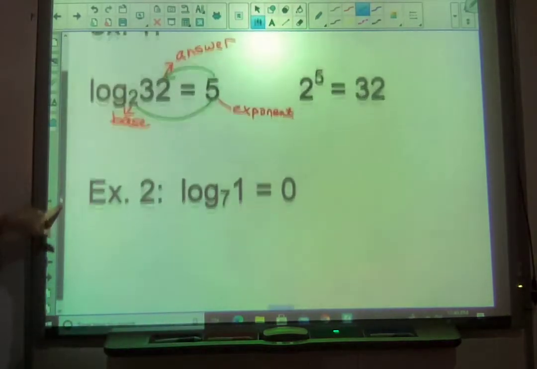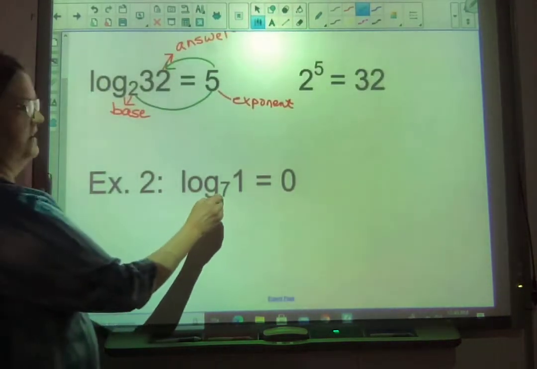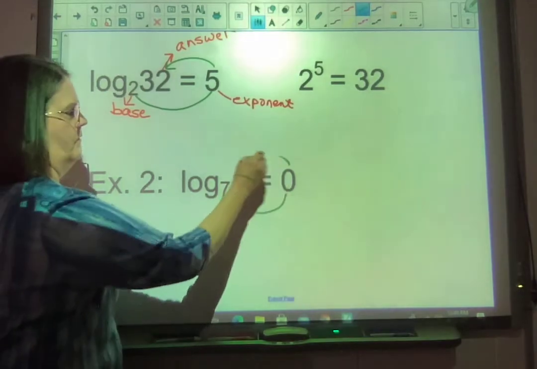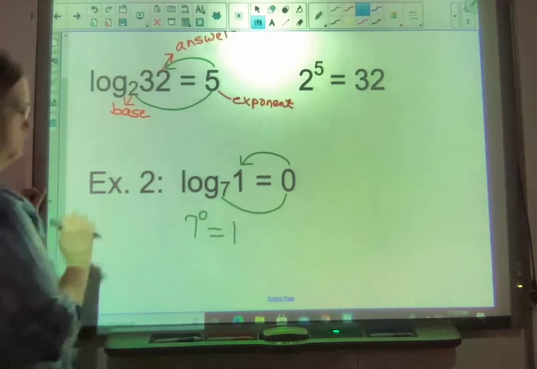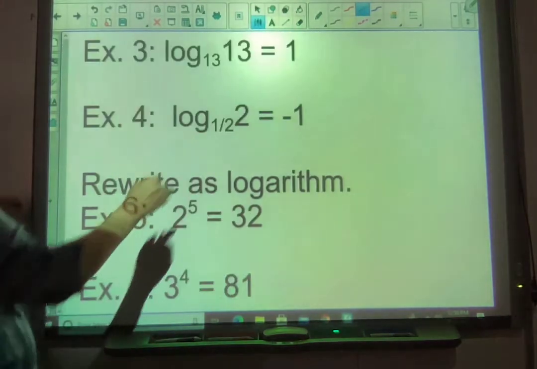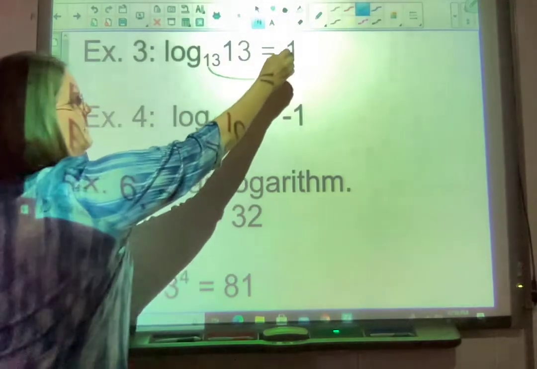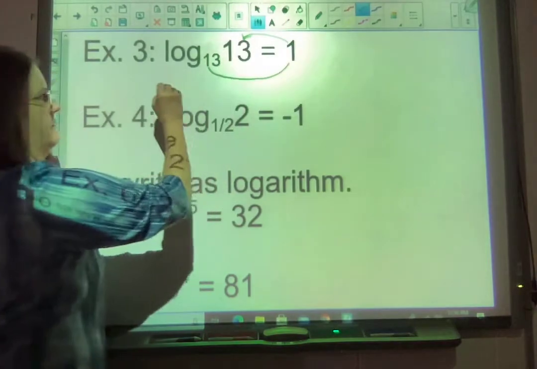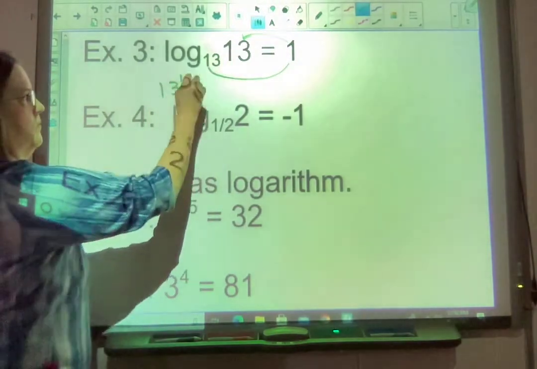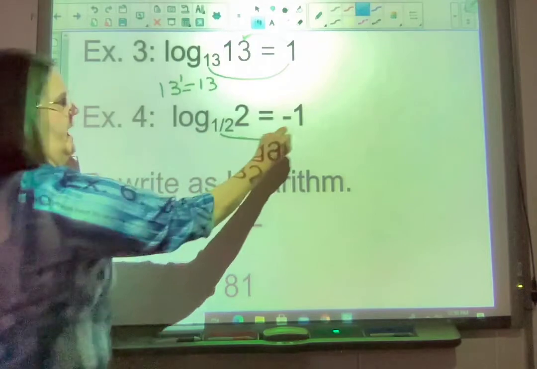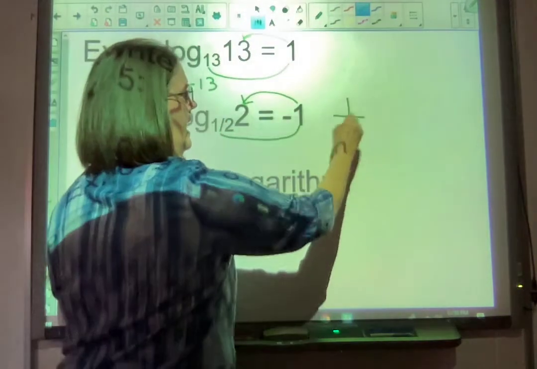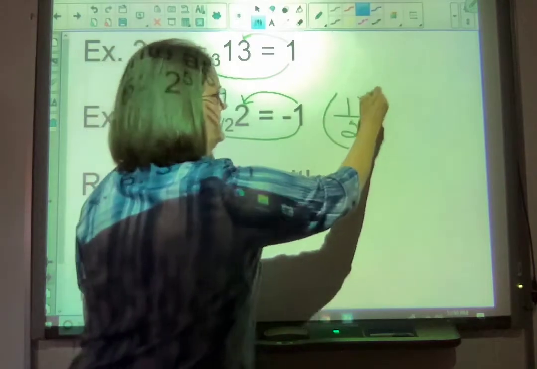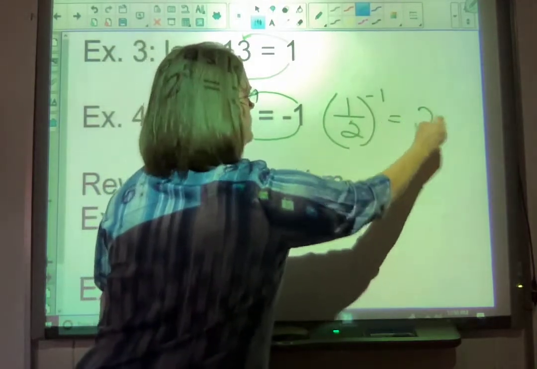So if I were to do this one, I do the same thing. 7 raised to the 0 power equals 1. All right, 13 to the 1st power equals 13. 1/2 raised to the -1 power equals 2.